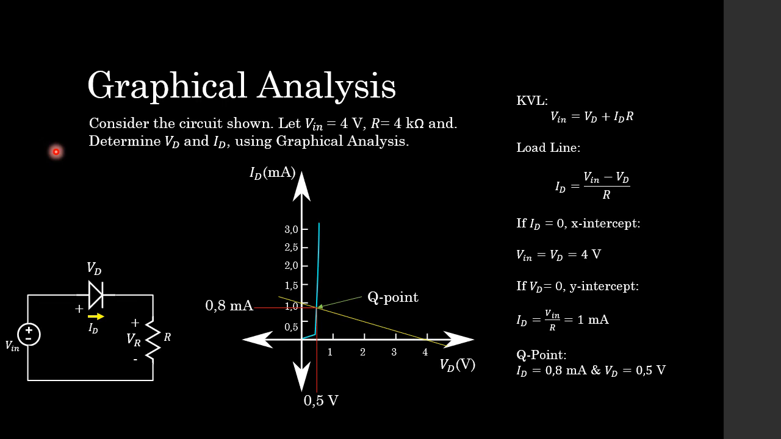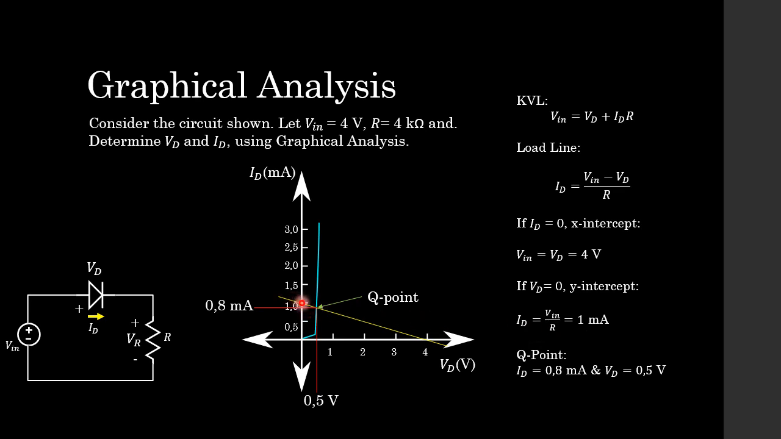Here we are, graphical analysis in action. Consider the circuit shown. Let the input voltage equal 4 volts. The resistor is 4 kilo ohms. Determine the diode voltage Vd and diode current ID using graphical analysis. So here we have our load line equation. We set ID equal to 0. Our x-intercept is 4 volts. That's over here, 4 volts. We then set Vd equal to 0 to determine our y-intercept, and that gives us an ID value of 1 milliamp. That is over here.